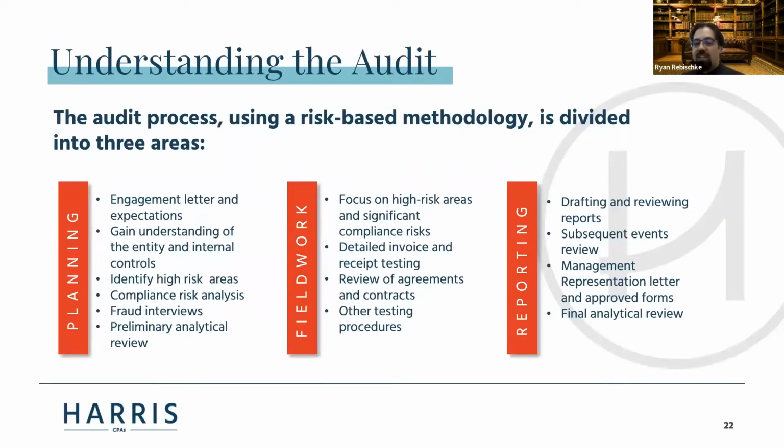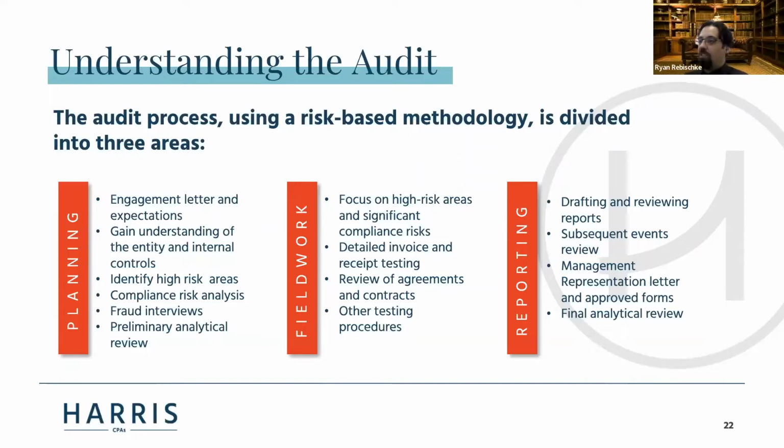So the audit process is a 3-step process. First, we plan the audit. This is where the auditor will meet with the entity and get an understanding of their specific activities. Where does money come in, where does money go out? What does your internal control culture look like? So who reviews, who signs off on what?